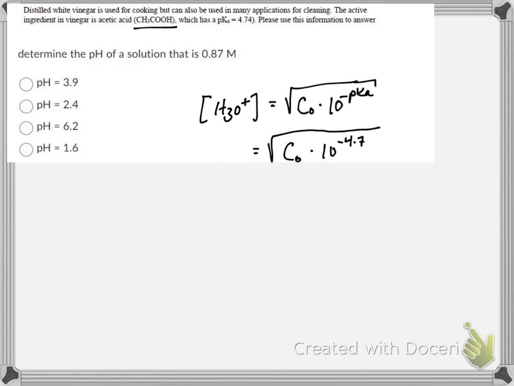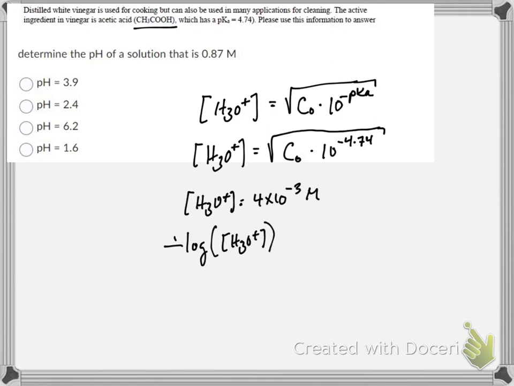So when we plug this into the formula, we get that the hydronium ion concentration is 4 times 10 to the minus 3 molar. So the square root of 0.87 times 10 to the minus 4.74 gives us 4 times 10 to the minus 3 molar. The minus log of 4 times 10 to the minus 3, which gives you the pH, is 2.4. So we expect this solution to be acidic.